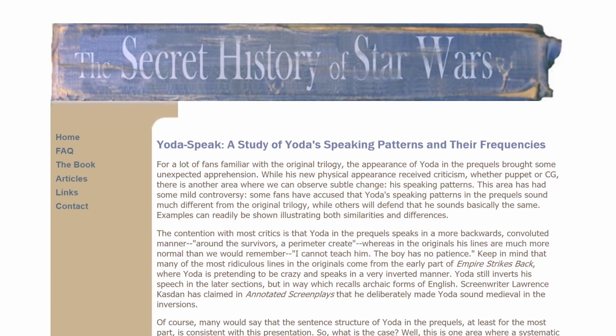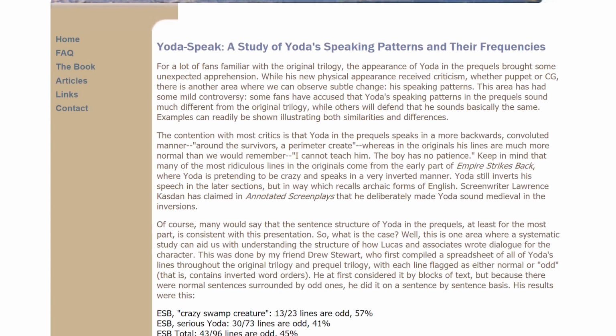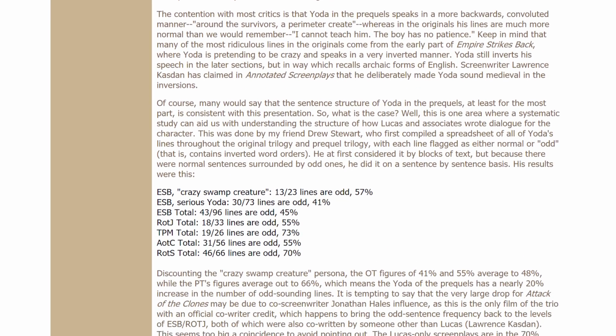And another thing, there was an analysis by a guy called Drew Stewart, who compiled a spreadsheet of every single line of dialogue that Yoda spoke in the original trilogy and also the prequel trilogy of films. And he analyzed how often Yoda used this strange word order and how often he used a more standard English word order. And in the original trilogy, he spoke in a weird way 48% of the time. So what that means is that 52% of the time, he speaks in a normal word order.